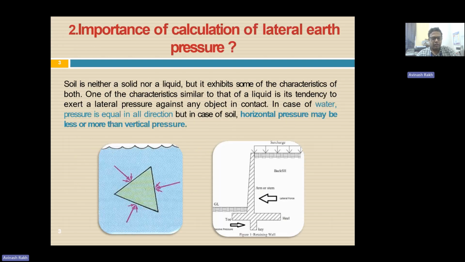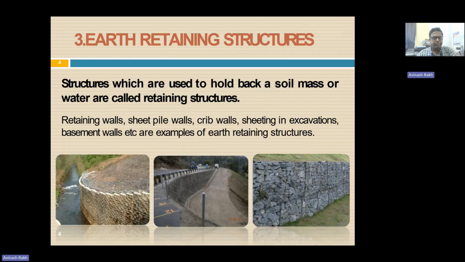After that, let us see what is the basic necessity of calculation of earth pressure. The soil which is available is neither solid nor liquid, but it exhibits some of the characteristics of both. So one of the characteristics similar to that of liquid is its tendency to exert a lateral pressure against any object in contact. In case of water, pressure is equal in all directions, but in case of soil, horizontal pressure may be less or more than vertical pressure. So this is the basic necessity of the earth pressure.